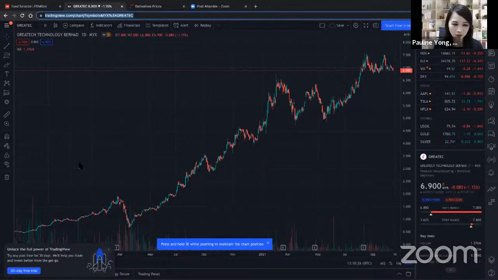Wave number 1. So this one is a great tag. Okay, so wave number 1. Is it here, wave number 1, or is it here, wave number 1? A or B? A or B is wave number 1.